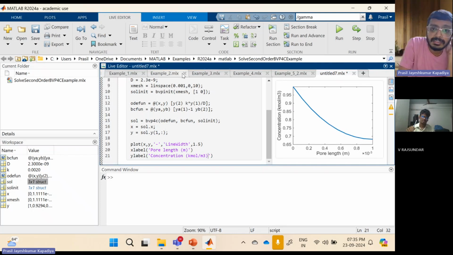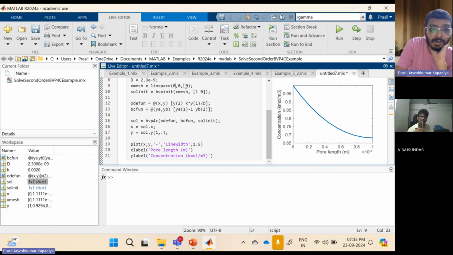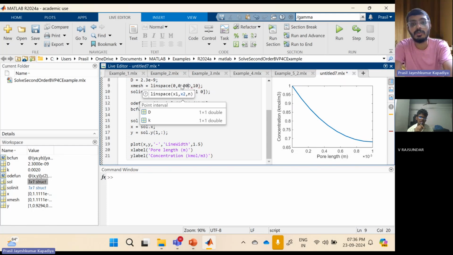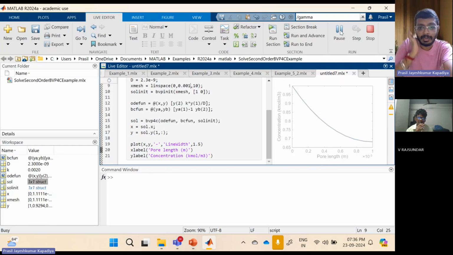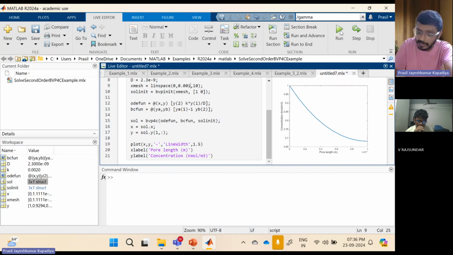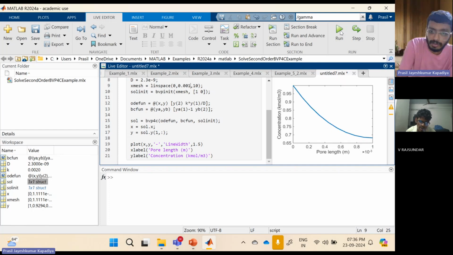But our correct condition is, first, at x is equal to 0, it is this condition: Y of 1 is equal to 1, and at x is equal to 1 mm, 0.001, it's this condition. Okay, so we should get this kind of plot where concentration is gradually reducing with pore length. Okay, is this clear?